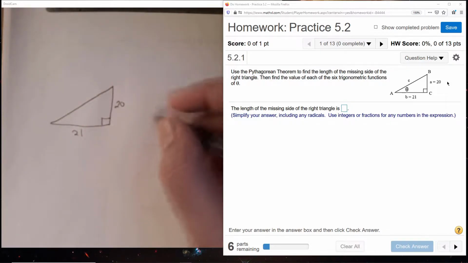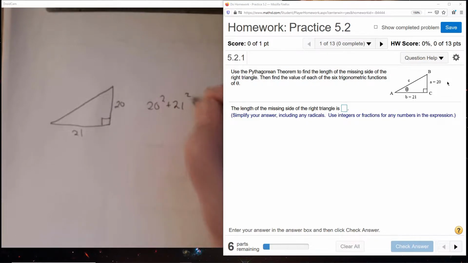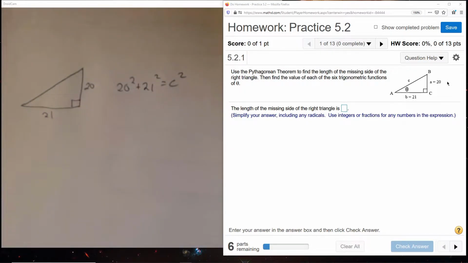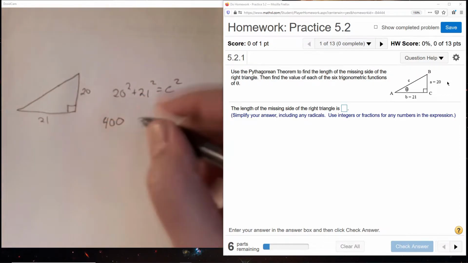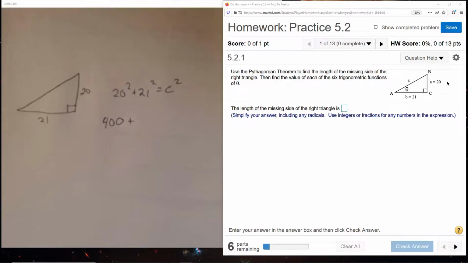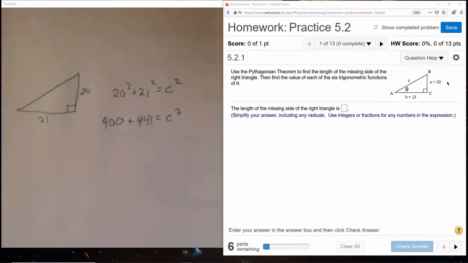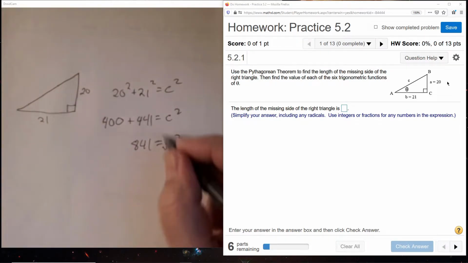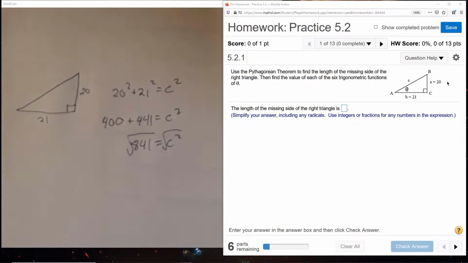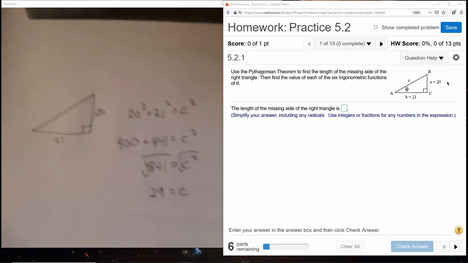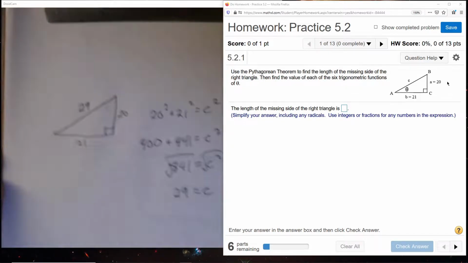So we're going to use Pythagorean theorem to get C, because that's going to be A squared plus B squared equals C squared. And you'll probably want to pull out your calculator for that. So 20 squared, I'm good with. 21 squared is 441. Oops. And that is C squared. Of course, we'll add those together. And then to get C, we'll take the square root of both sides, which is 29. And then that is our hypotenuse.